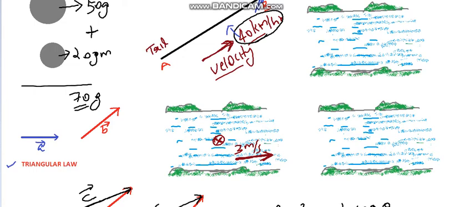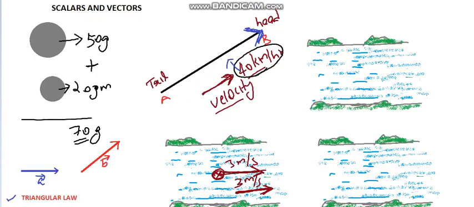If this person is at rest in the middle of the water, maybe he is using a boat or something, let's assume, then he also will move because of the velocity of the stream. This person will also move with 3 meter per second velocity, and the direction will be the same as the water flow.